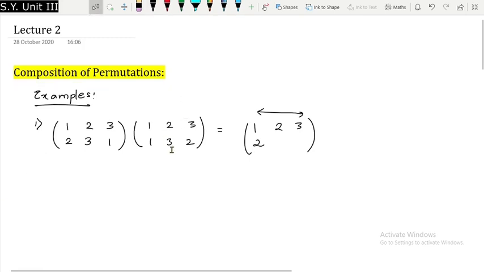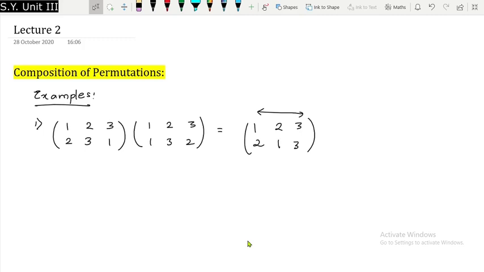Now 2 goes to 3 and 3 goes to 1. So over here 2 will go to 1. Now what should be the image of 3? It should be 3, isn't it? Because 1 has appeared, 2 has appeared in the image set. So only 3 is left out. So therefore 3 goes to 2, 2 goes to 3. So therefore 3 should go to what? 3. Right? So this is our composition.